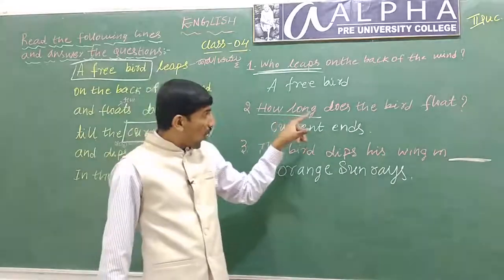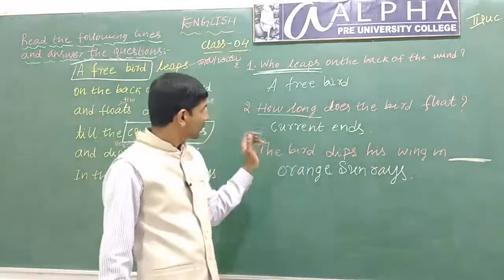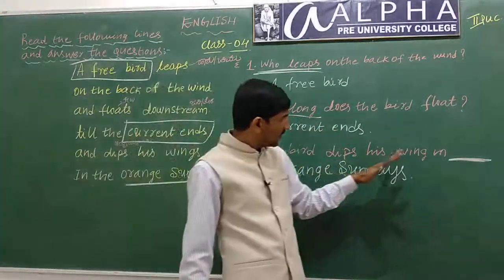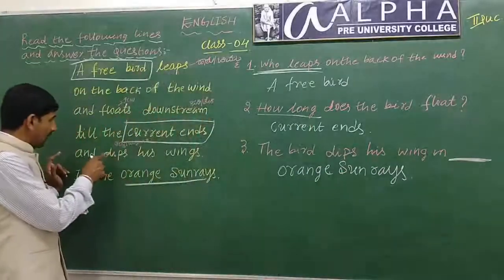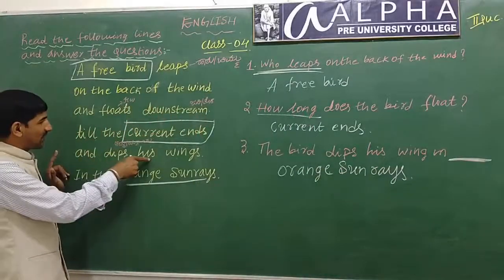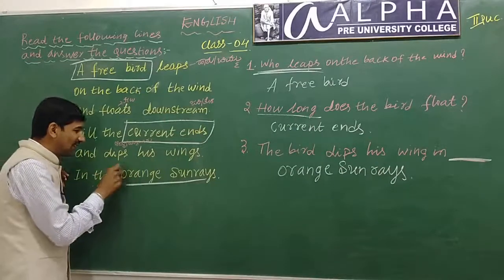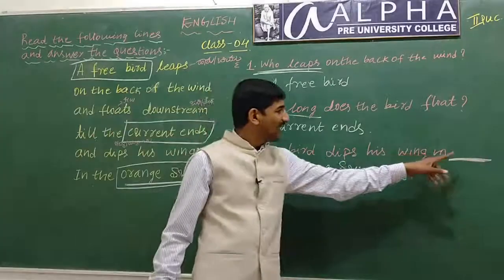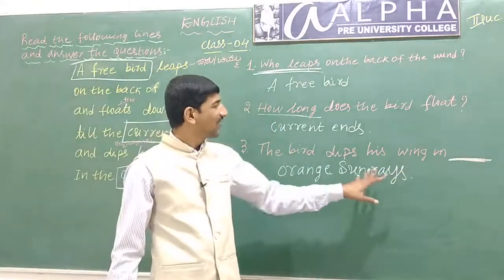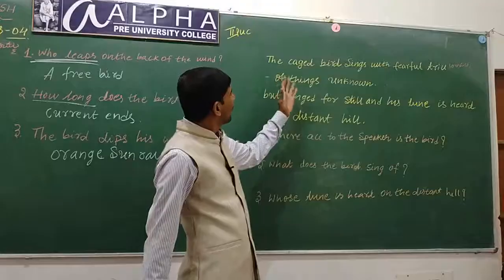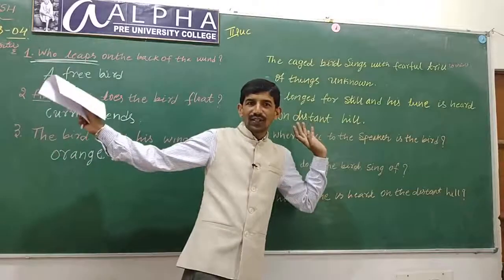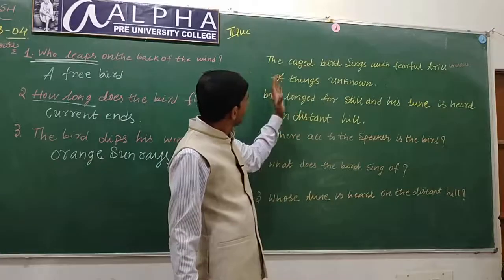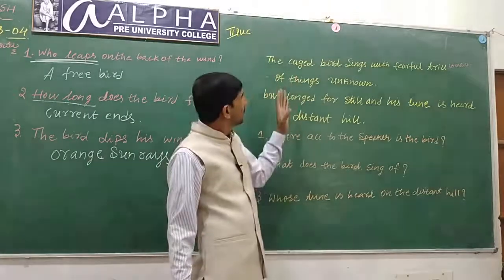Next, second question. How long does the bird float? Till the current ends. Next, the bird dips its wing in dash. The bird dips its wings in the orange sunrise. Here we have the answer for the last question. The bird dips its wings in the orange rays. That's all. The next lines, already we have discussed the first lines and we have answered the given questions. In the same way, we have to answer the questions.